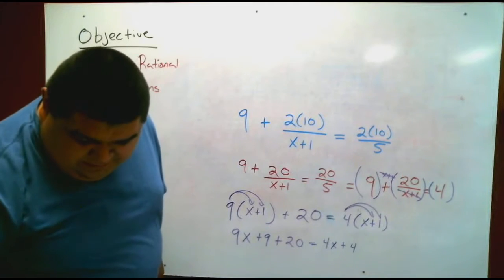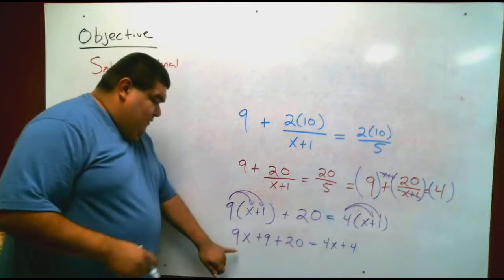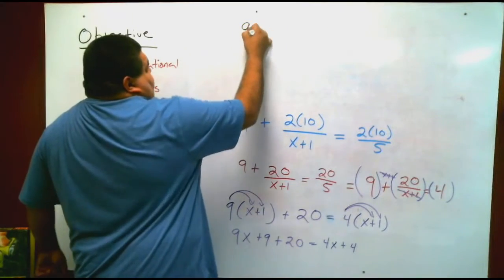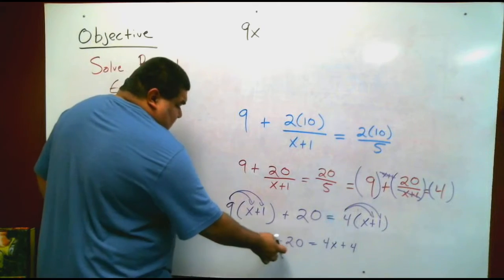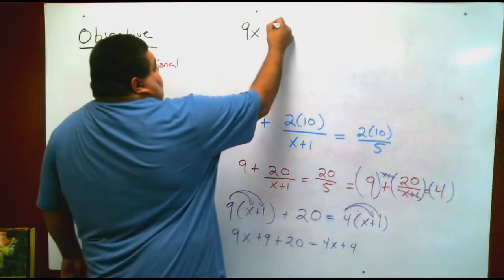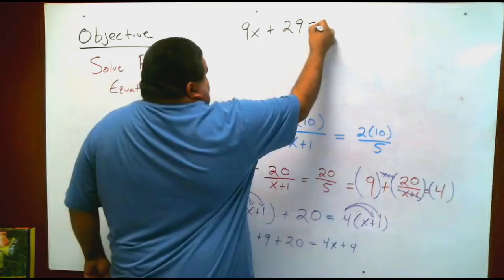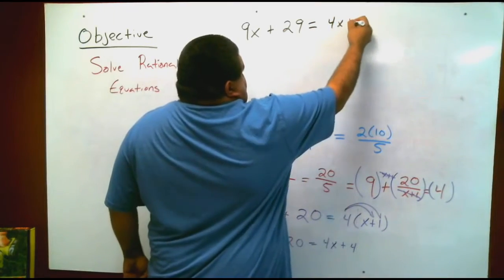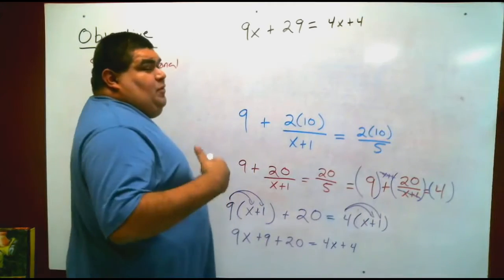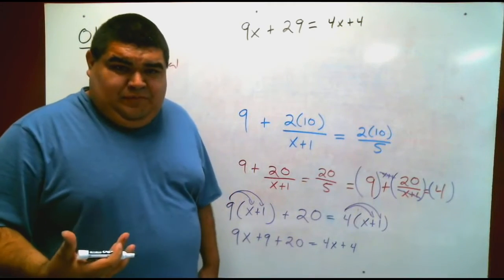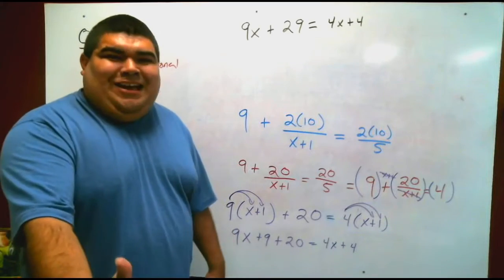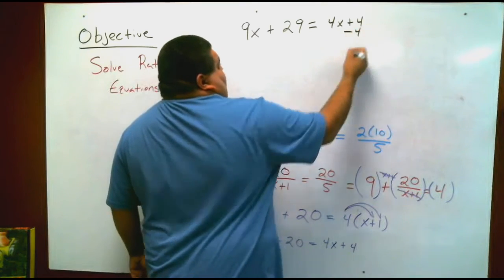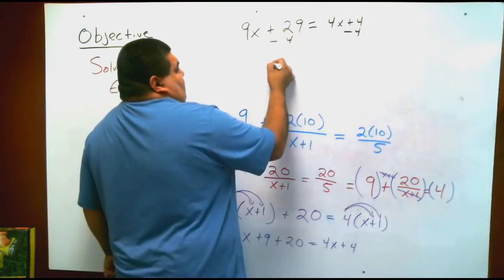Since we have these numbers, we have 9x, that we're going to leave for now. And then we have 9 plus 20, which becomes plus 29, equals 4x plus 4. Now it's just a double-sided equation. So we're going to try to solve for x. I like to move the 4 over here. Minus 4.